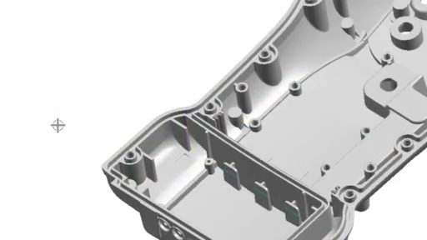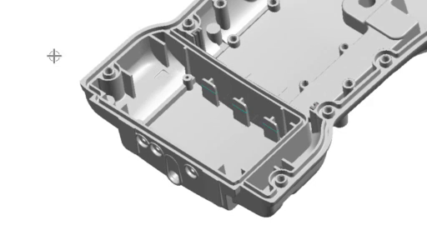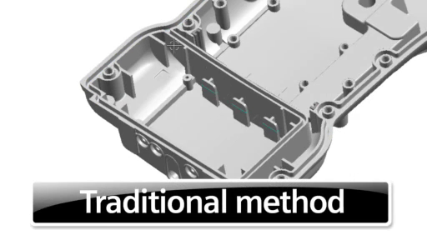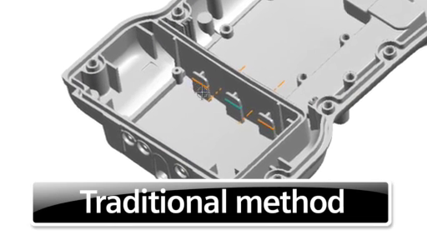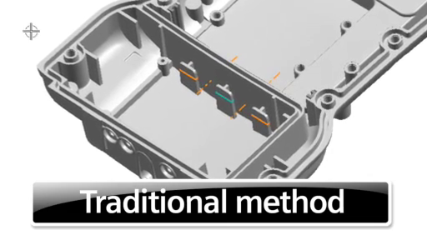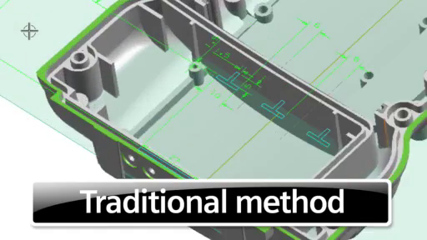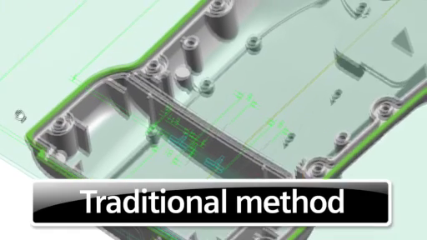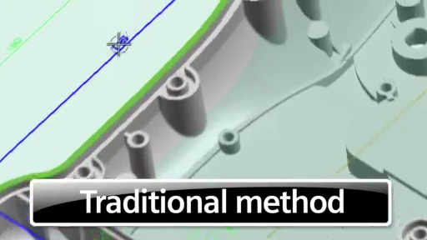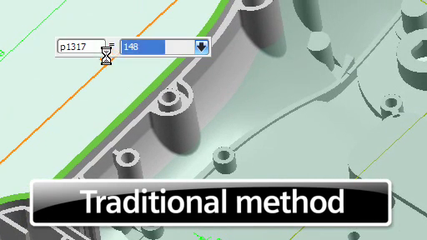Take this complex part with over 1,500 features in a traditional history tree. When an engineer wants to make a change to these 3 ribs, they have to trace how they were created in the original model. After investigating the model, our engineer sees that this feature was generated by sketching a profile. This was done very early in the model development and appears early in the history tree.